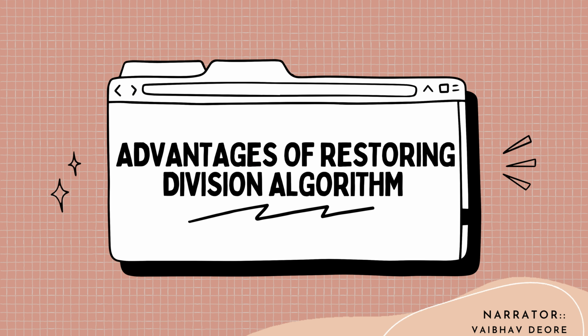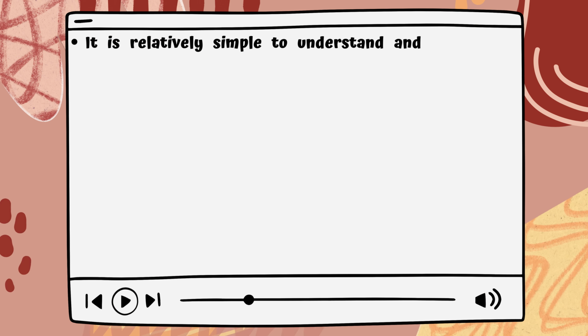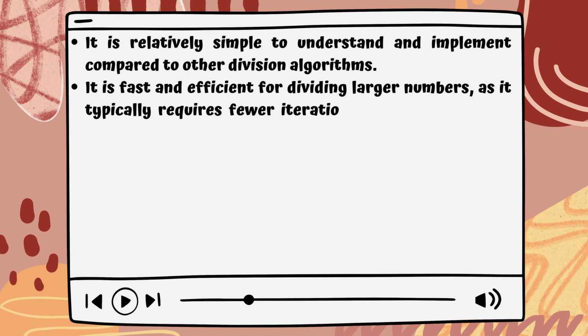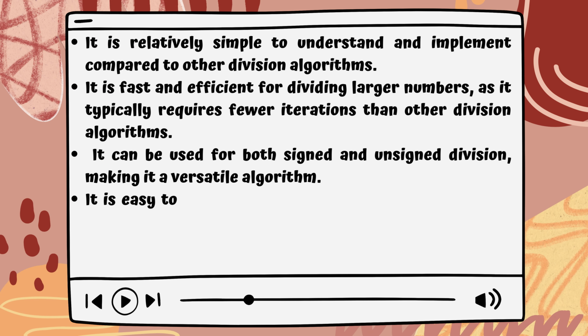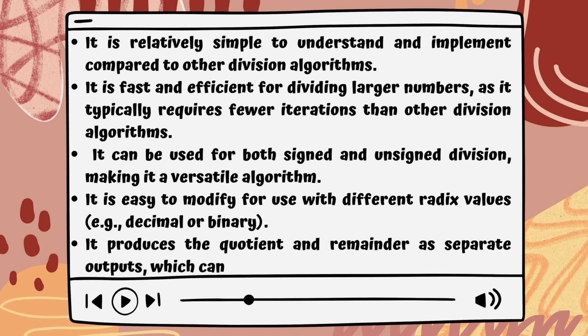Advantages of restoring division algorithm are as follows. First, it is relatively simple to understand and implement compared to other division algorithms. Second, it is fast and effective for dividing large numbers, as it typically requires fewer iterations than other division algorithms. Third, it can be used for both signed and unsigned division, making it a versatile algorithm. Fourth, it is easy to modify for use with different radix values, for example decimal and binary. Fifth, it produces the quotient and remainder as separate outputs, which can be useful in certain applications.